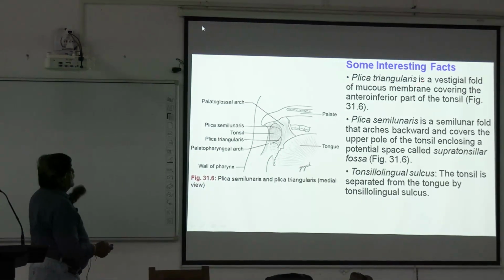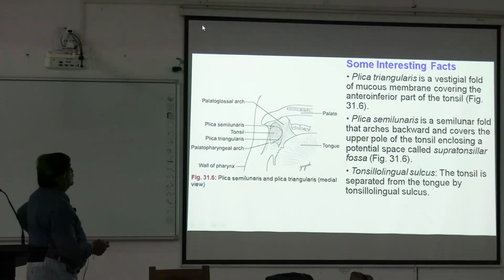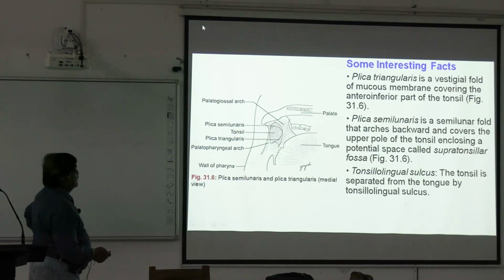Plica triangularis is a vestigial fold of mucous membrane covering the anterior-inferior part of the tonsil. Plica semilunaris is a semilunar fold that arches backwards and covers the upper pole of the tonsil, including the potential space called the supratonsillar fossa. Tonsillolingual sulcus: the tonsil is separated from the tongue by the tonsillolingual sulcus.